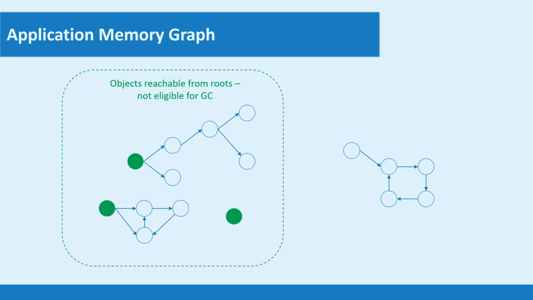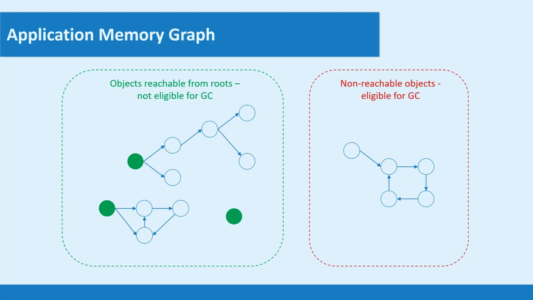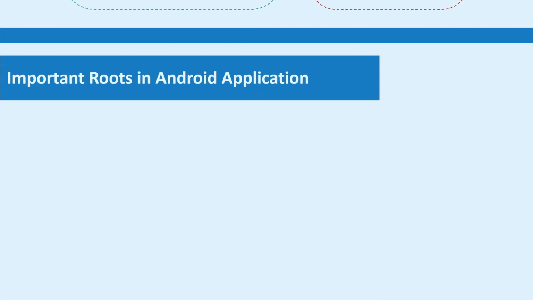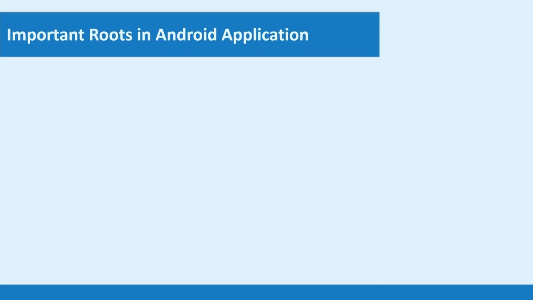And all other groups of objects which don't have any kind of references from roots, even if they have circle references inside the groups themselves, so these objects that aren't referenced from roots, they are non-reachable, and therefore garbage collector will clean them. So roots are the objects that basically hold other objects in memory. And now let's discuss the most important roots in Android applications.